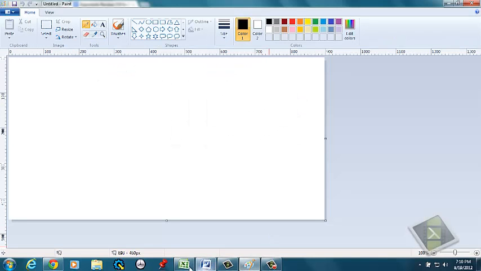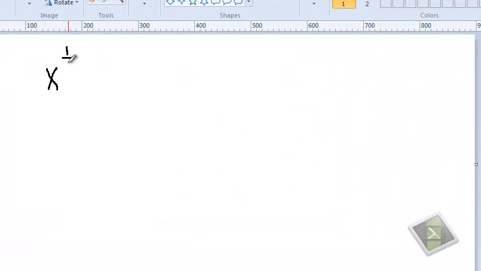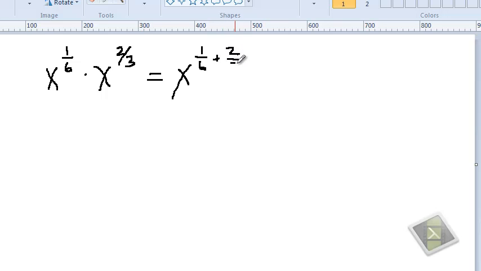Now, I'm just going to show you what number 2 looks like. We have x to the 1/6, because I know fractions make some people get very nervous. Now, the same rule is going to apply as we had on our very first example. You're going to add up your exponents. So the bases are the same, we're going to keep the same rule: 1/6 plus 2/3.